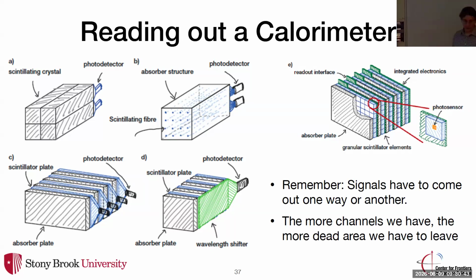Signals have to come out one way or another. So if you want all that light to come out without doing something to it, you need a lot of the solid angle of your detector devoted to getting that signal out. The more channels you have, the more you want to segment this, the more space you need for separate routing. And that breaks the hermeticity and the idea that you can capture all the energy in these crystals.